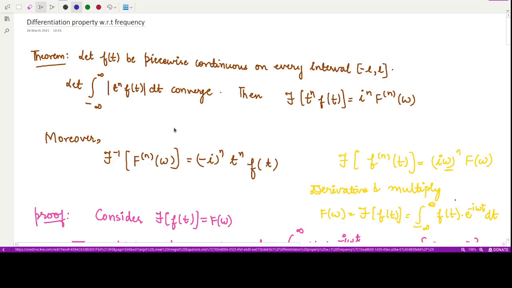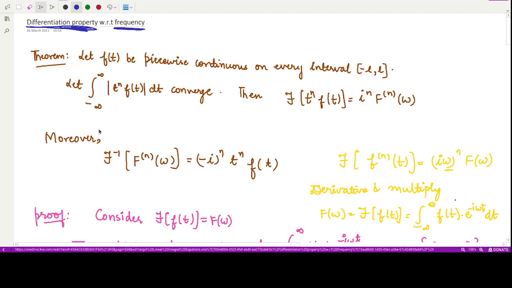In this video we shall be discussing the differentiation property with respect to frequency. In the last video we talked about the differentiation property with respect to time. So let's now discuss this with respect to frequency, that means we are having differentiation in the frequency domain.